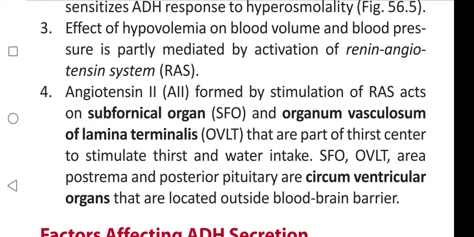Angiotensin II is formed by stimulation of the renin-angiotensin system and acts on which two organs, and these are part of which center to stimulate thirst? Angiotensin II formed by stimulation of RAS acts on the subfornical organ and organum vasculosum of lamina terminalis. These are also part of the thirst center to stimulate thirst and water intake.